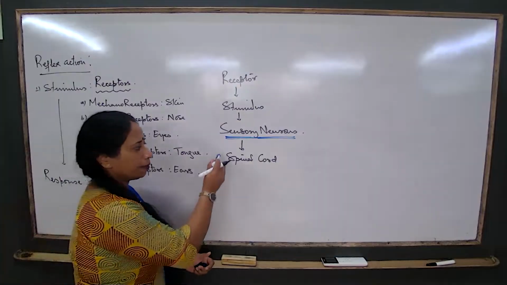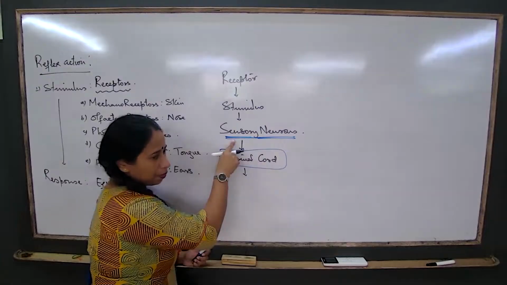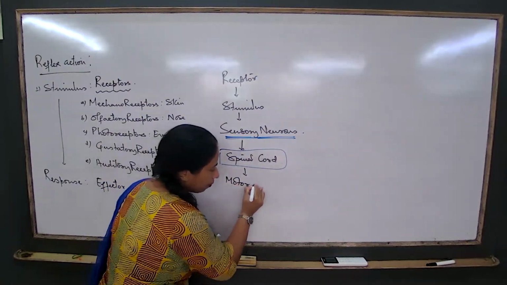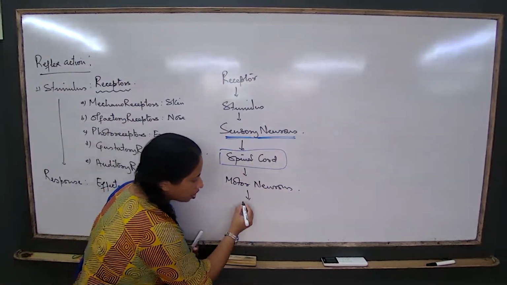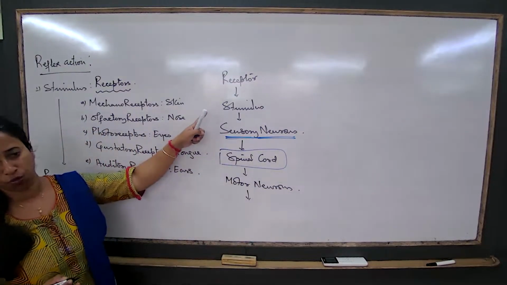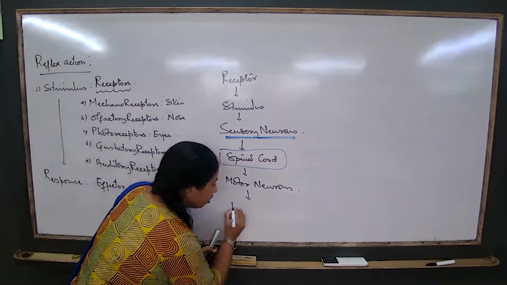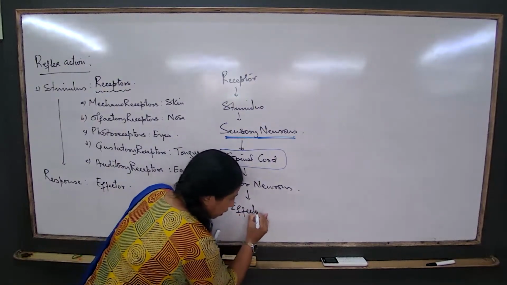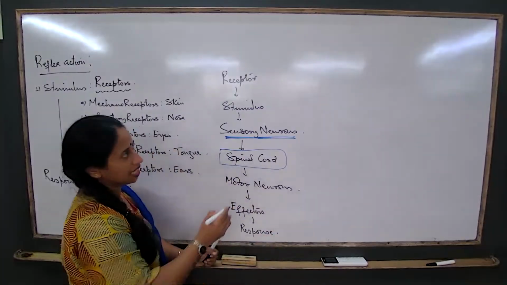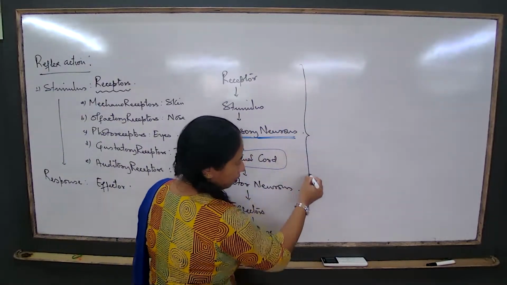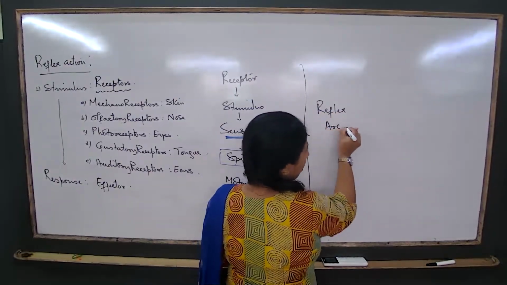Now the spinal cord receives the message. From the spinal cord, next what? The other type of neurons. What are they? The motor neurons. Motor neurons give commands. The motor neurons will give the commands to the effectors, and the effectors will show the response. What is this entire pathway known as? This entire pathway is known as the reflex arc.